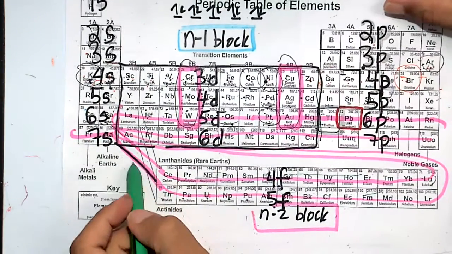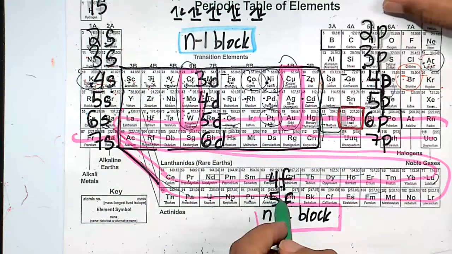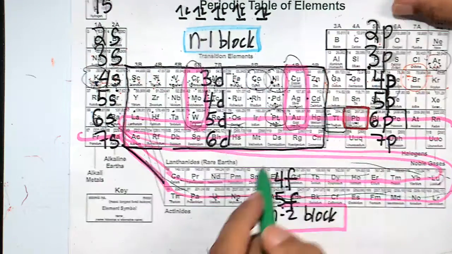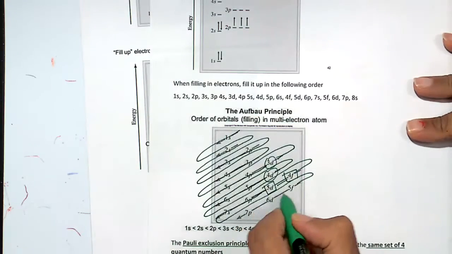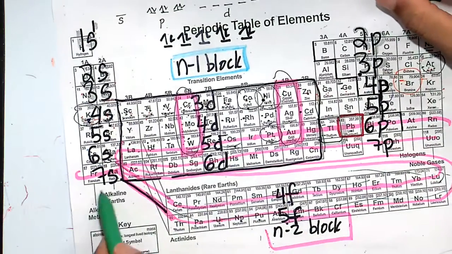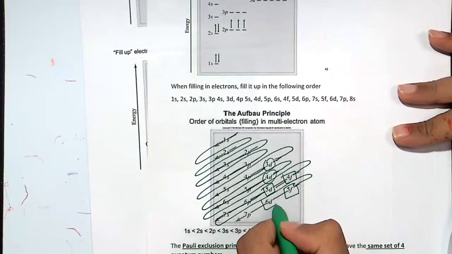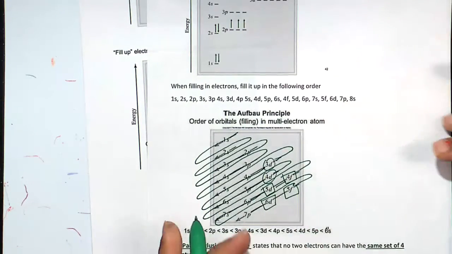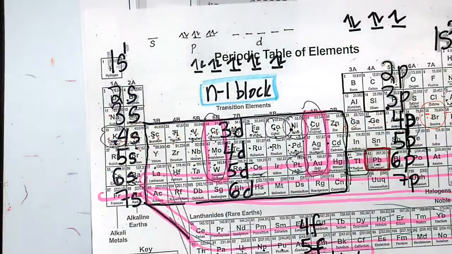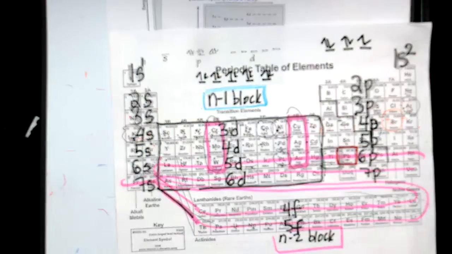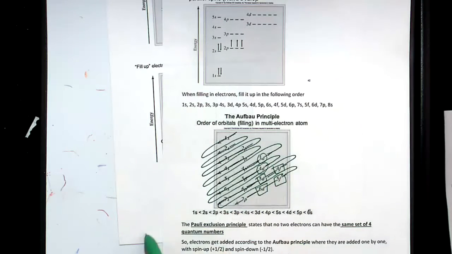After 7s we go to the 5f. We fill up all the 5f, and then we come back to the D, 6d, and then after 6d, it's 7p. So the electrons go marching in, hurrah, hurrah, but in this very precise order.